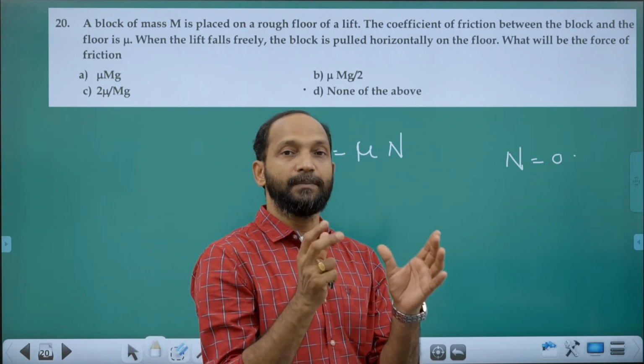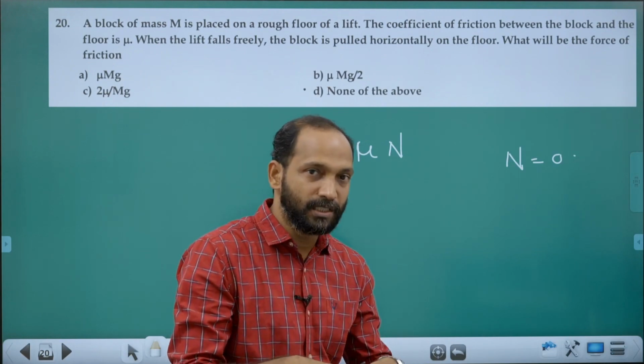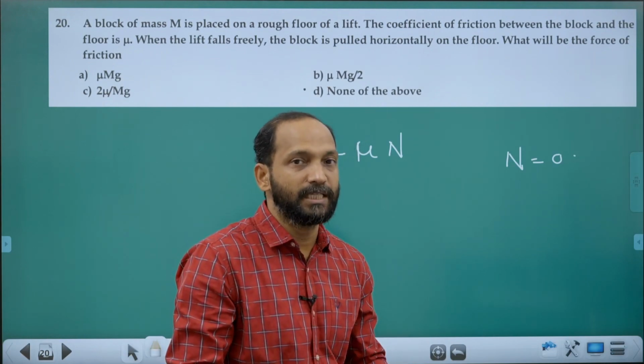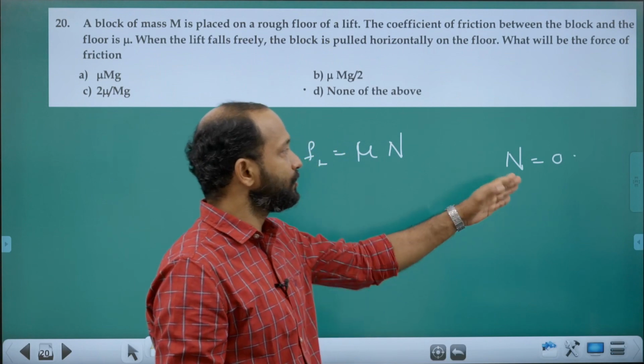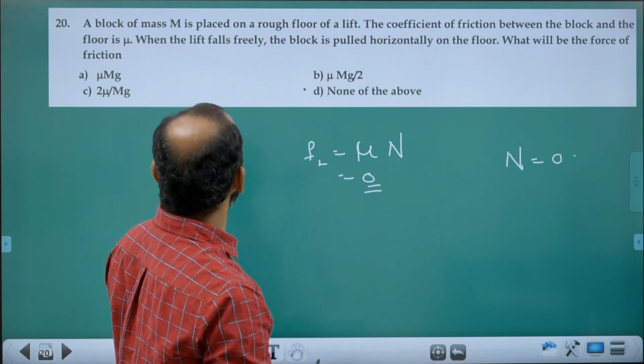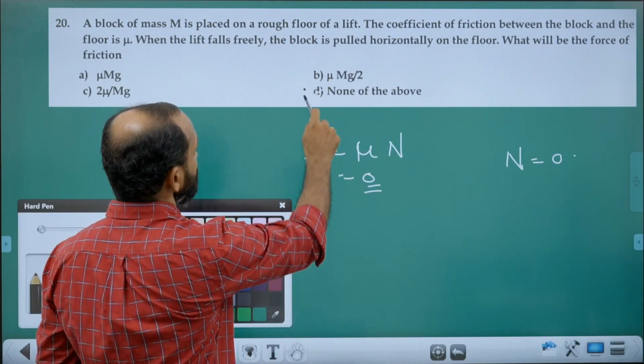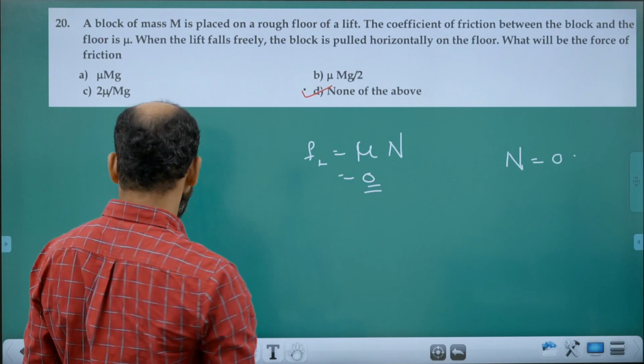Earth uses its gravitational force to pull both down with the same acceleration. That is why the block cannot press on the floor, so there is no contact force. N is equal to 0. So limiting friction is 0, and that is why the force of friction also will be 0. So the correct answer is option D, none of these. Answer is 0.